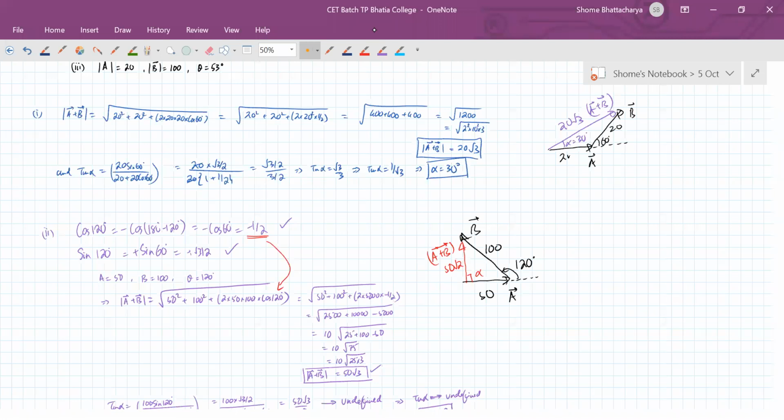Yes, very good, Siddharth. That is correct for the last one. 80 root 3 is the correct answer. And what about the angle?